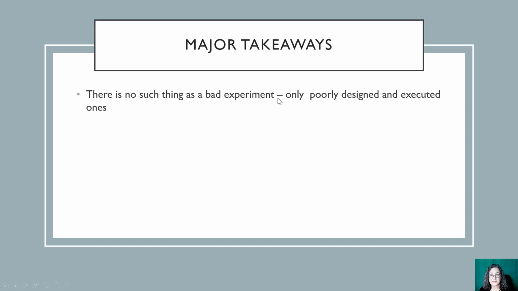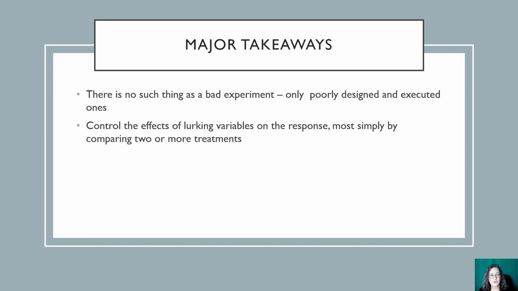So the major takeaways I want you to have from this, because again, this is such an overview. There's no such thing as a bad experiment. You can poorly design an experiment or you can poorly execute an experiment, but the experiment itself is actually probably good. Okay? You want to control the effects of lurking variables on the response. So that's things, like I said, like you ran out of flour or something like that. So try to control those. And the most simple way is by comparing 2 or more treatments.